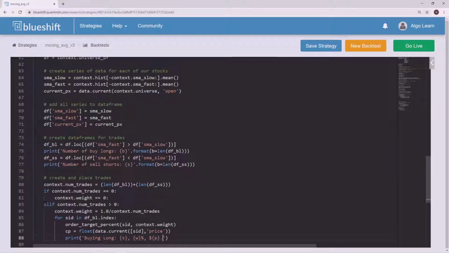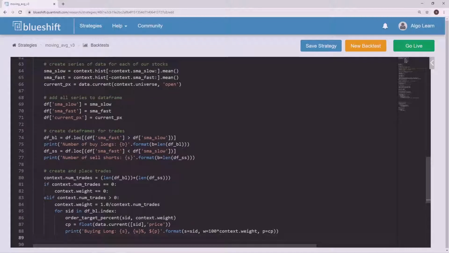And then we're going to go outside here and do format. Then we're going to define our variables. So S equals SID, W equals 100 times context weight, and P equals CP for current price. All right, so that's what we're going to print in the for loop.